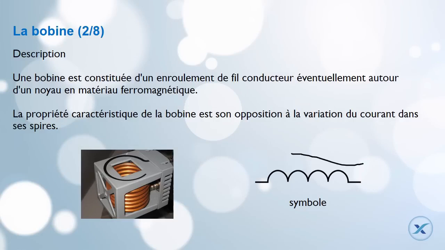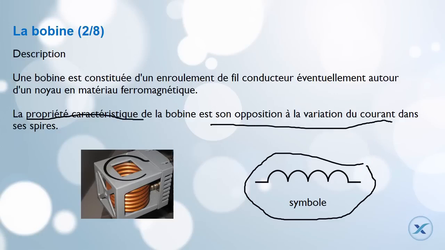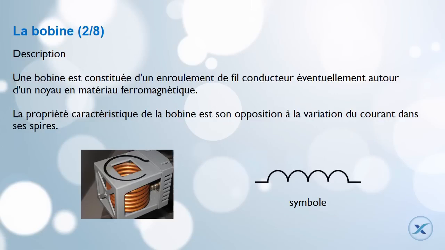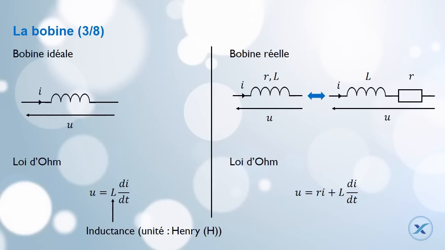So here is the symbol for the coil. And one of the characteristic properties of the coil is its opposition to the variation of current in its turns. So when there is a coil in an electrical circuit, it will prevent the current from varying too quickly. We can differentiate between an ideal coil, which is the purely theoretical case, and a real coil, the practical case.